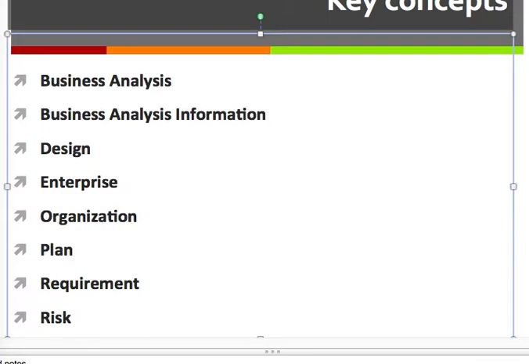Okay, so this is basically the understanding of the key concepts.